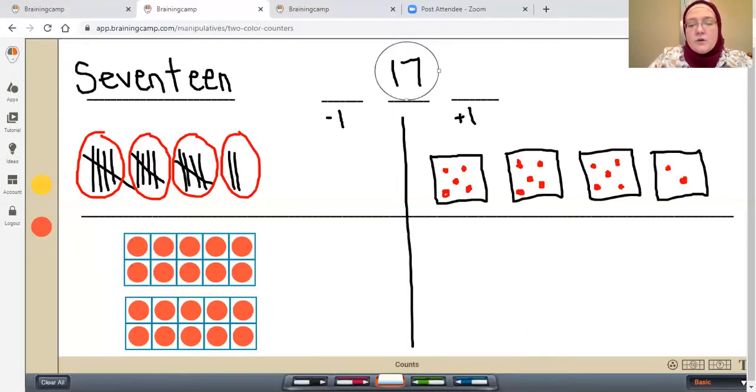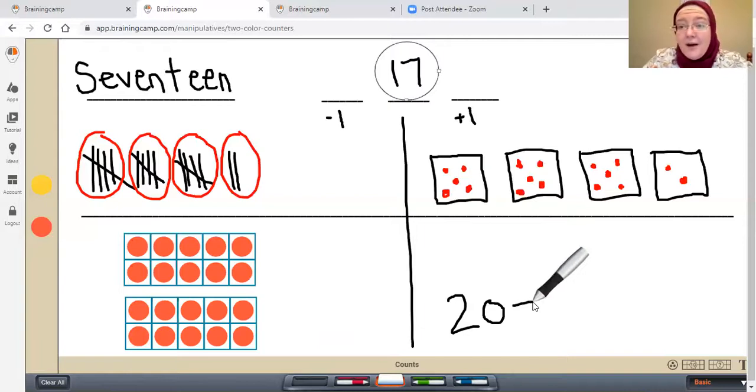Miss Tahiri has to work on her handwriting with this pencil too. So 20. I have to take some away from the 20 in order to get to 17 because I forgot to stop. It happens sometimes. So how many am I going to have to take away to get to 17? Right, because that's the number that I want.